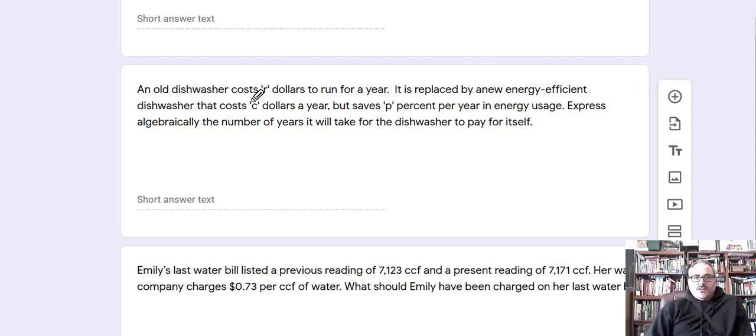All right, so the old dishwasher costs R dollars to run for the year. It's replaced by a new energy-efficient dishwasher that costs C dollars a year and saves P% per year in energy usage. Express algebraically the number of years it will take the dishwasher to pay for itself.